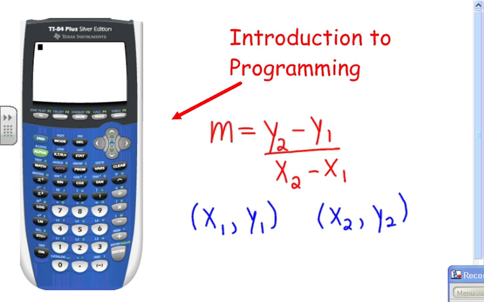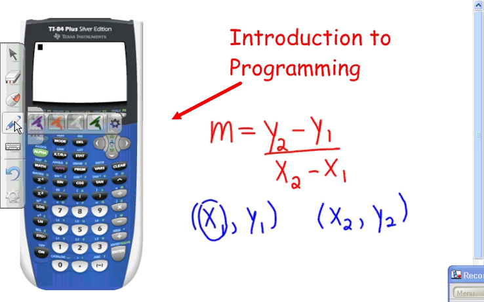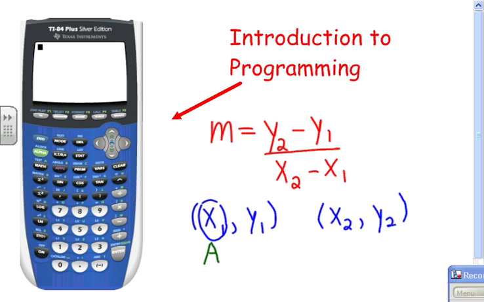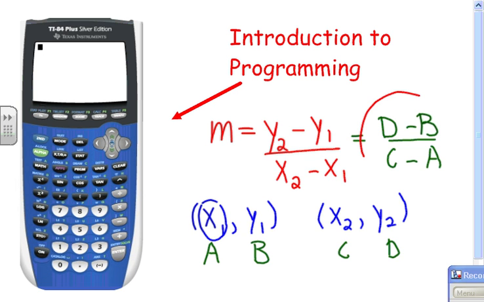Now the graphing calculator programming will not take subscripted variables like we've got here. It won't take an x1 and a y1. So what we'll need to do is substitute these with single letters like a, b, c, d. So our equation now becomes our slope will be equal to d minus b divided by c minus a. So this is the equation we'll be using to calculate the slope.